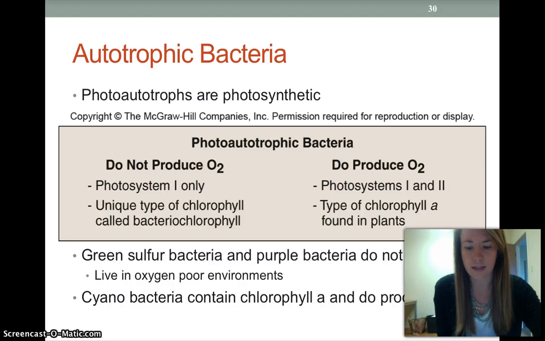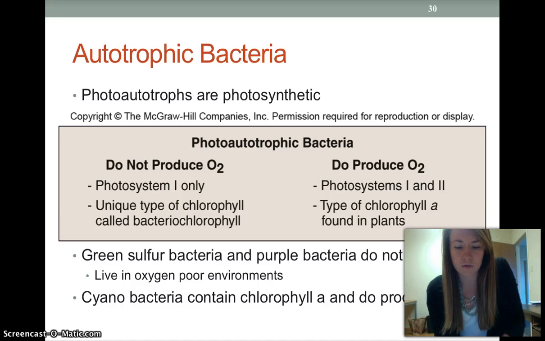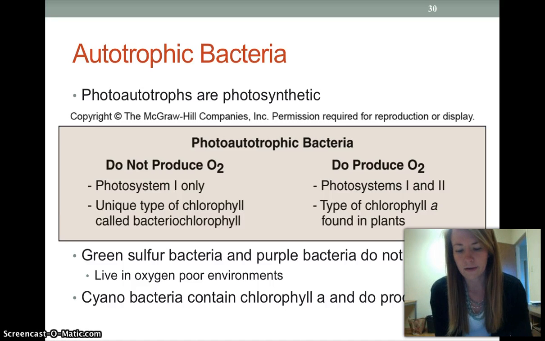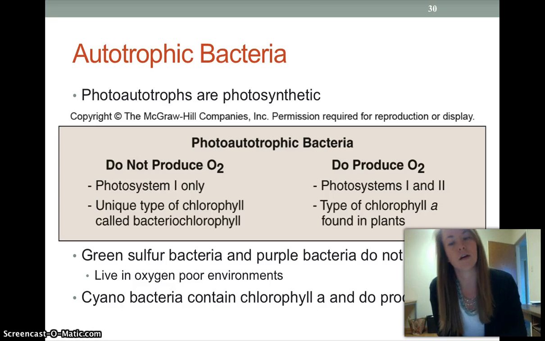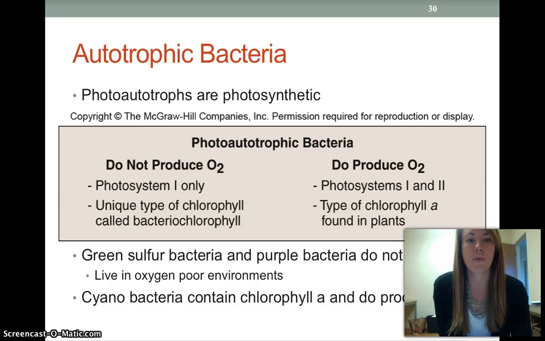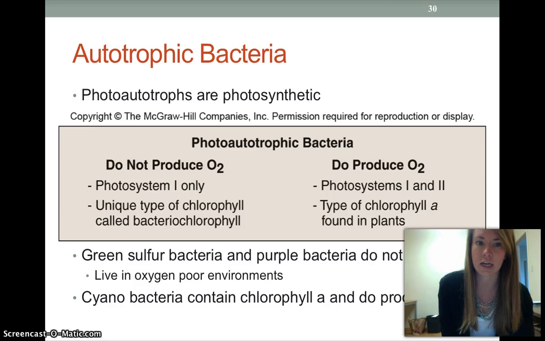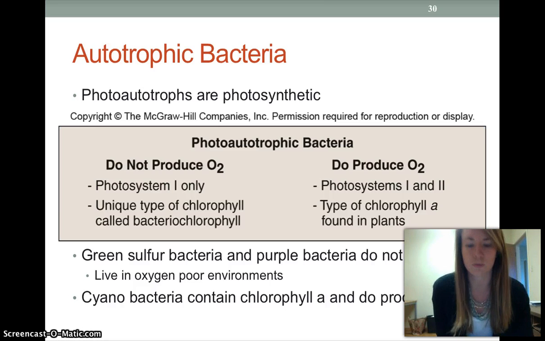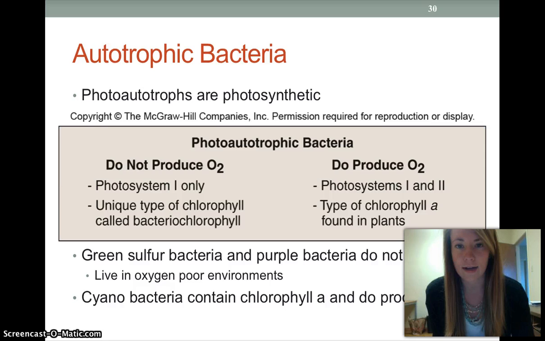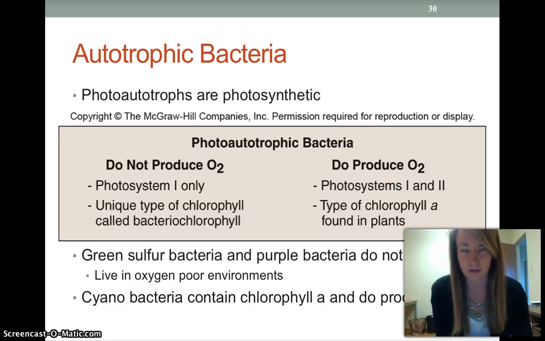Photoautotrophs are photosynthetic, just like plants, and they use solar energy to reduce carbon dioxide to organic compounds, just like plants do. There are 2 types of these: those that evolved first and do not give off oxygen, and those that evolved afterwards and do produce oxygen. A couple that don't produce oxygen are green sulfur bacteria and purple bacteria, and they live in oxygen-poor environments, such as the muddy bottom of a marsh, according to your textbook. On the other hand, we have cyanobacteria, which we're going to talk about even more later, and they contain chlorophyll a and produce O2, just like plants.